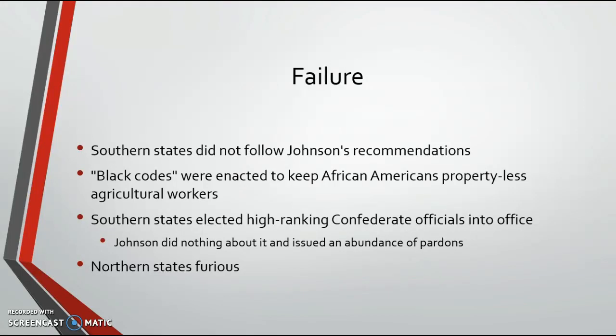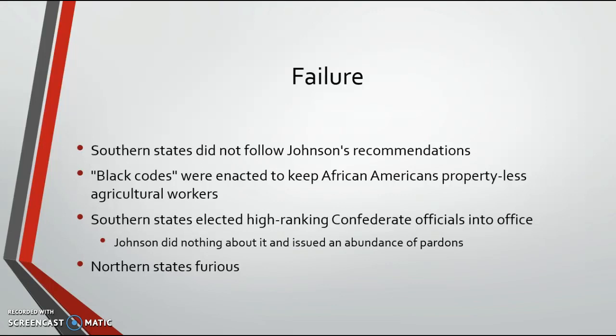The Southern states did not grant African Americans political rights or give them any effective means of education. And in addition, each Southern state had enacted a series of laws modeled on old slave codes. And these are called Black Codes. And they were designed to keep African Americans propertyless agricultural workers.